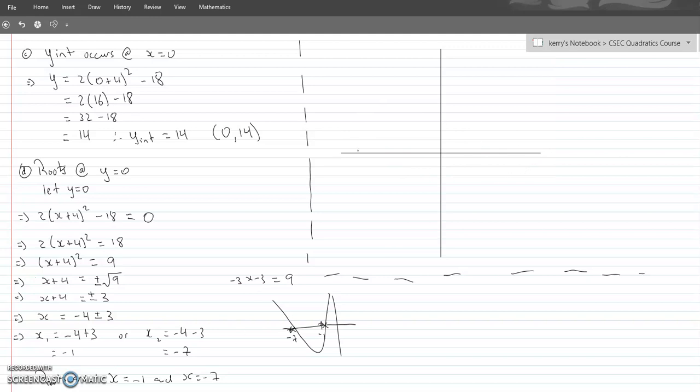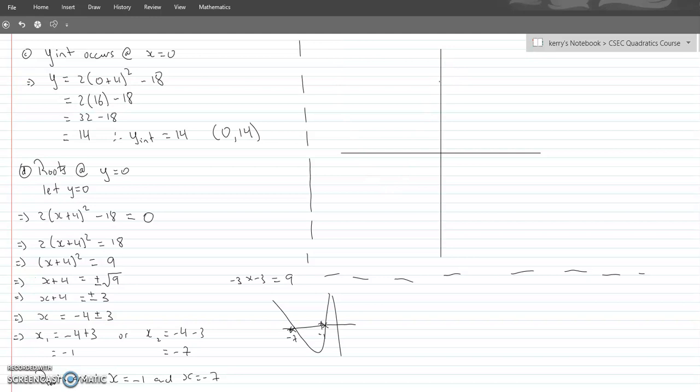Now, the next thing is, I know both of my values are here and here, somewhere around there, but let's not mark any positions. Next thing is your y-intercept. Where's your y-intercept? Our y-intercept is at 14, which means that the graph coming down here, coming up to here and cutting at 14.